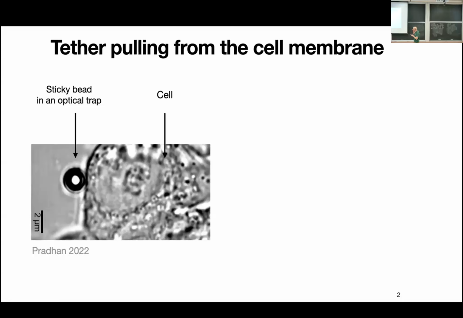Okay, so the context of the problem: here I'm showing you a cell. It doesn't really matter what kind of cell. And what you see here is a small bead, micrometer sized, that's covered with some sticky proteins. The bead is approached to the outside of the cell. The cell is enveloped by a membrane, which you can think of as a two-dimensional fluid, more or less. And the bead is going to be held in an optical trap. The bead is dielectric, so it gets held in this trap, and then the optical trap can be displaced to deform the cell membrane.